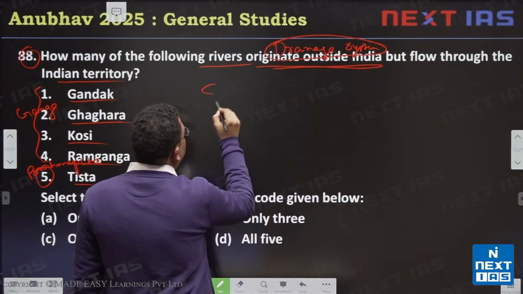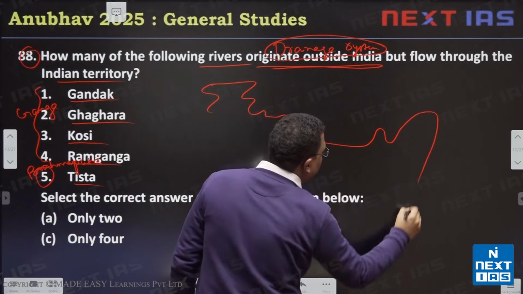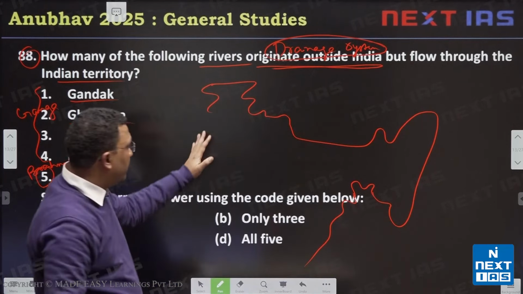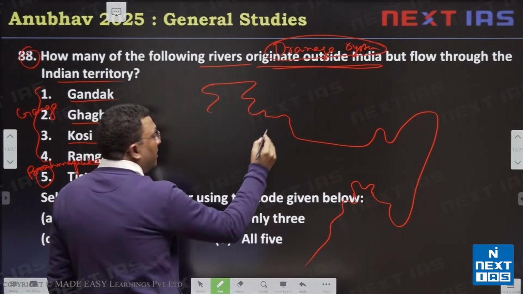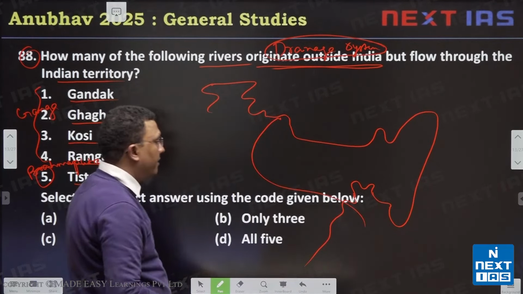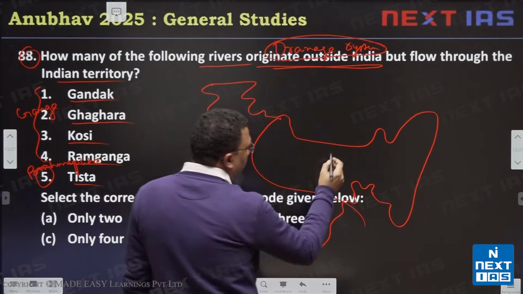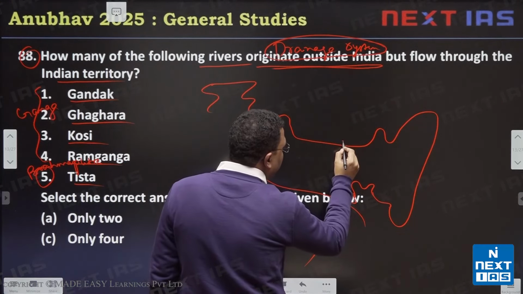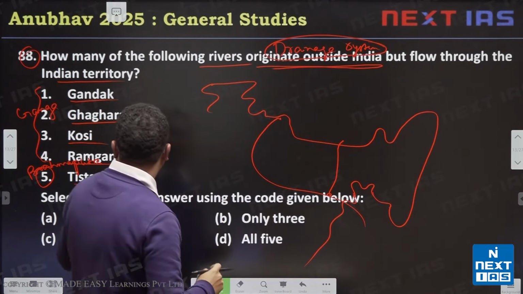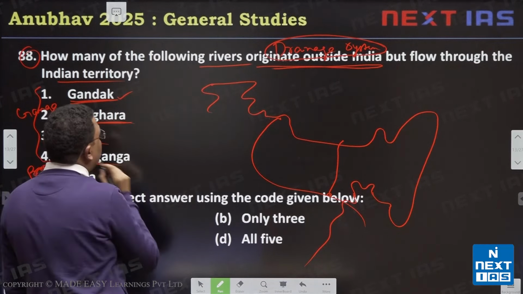So let's say this is roughly the map of India, right? And if you see, Ganga originates somewhere near here in Uttarakhand and it flows something like this, right? Now let's see the rivers given. First is Gandak river, right? So Gandak basically originates in Nepal Himalaya, somewhere near here. It flows like this and it meets Ganga in Bihar, right? So that means Gandak is originating outside India. This is correct. Next river is Ghaghra.